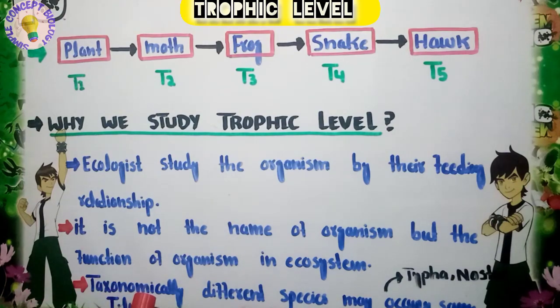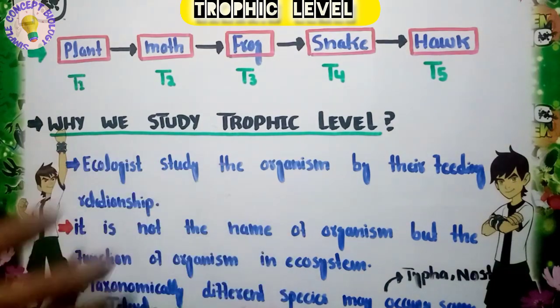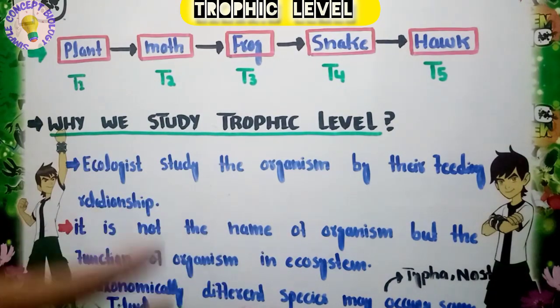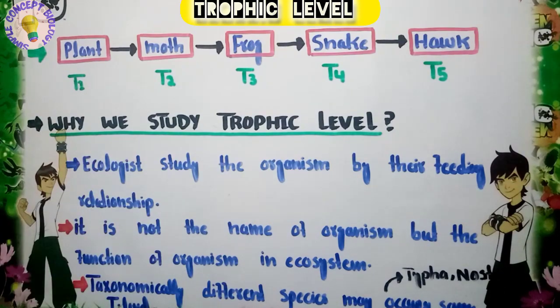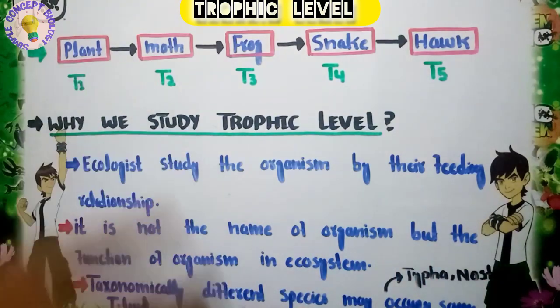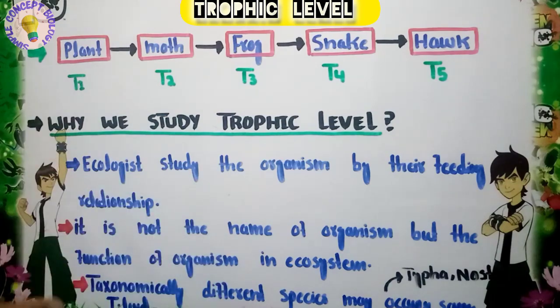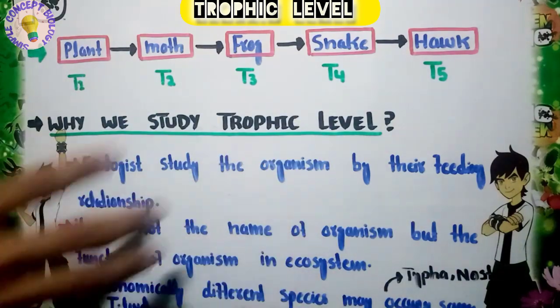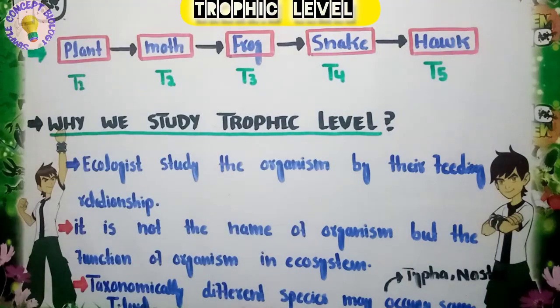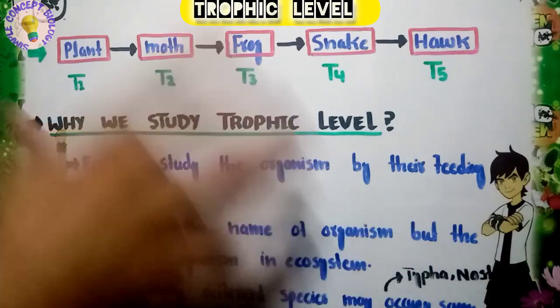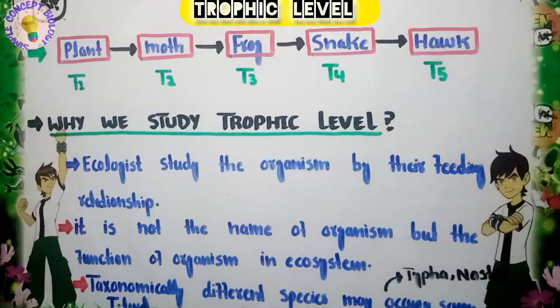Next, taxonomically different species may occupy the same trophic level. As we know, taxonomically the species are different, but they occupy the same trophic level. How is this possible? As an example, Typha is a macrophyte, Nostoc is an alga, a photosynthetic bacterium, and we also have a plant. All of these are taxonomically different, but occupy the same trophic level, that is, the producer trophic level.